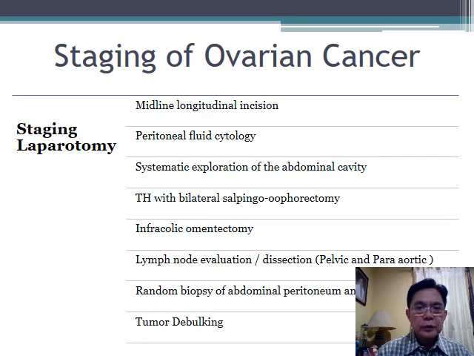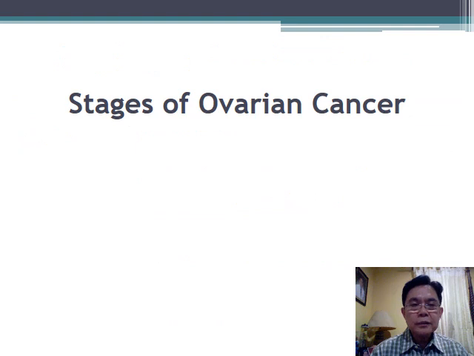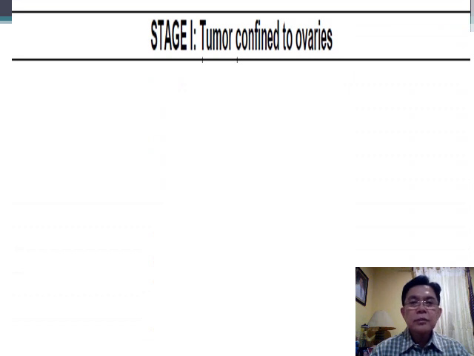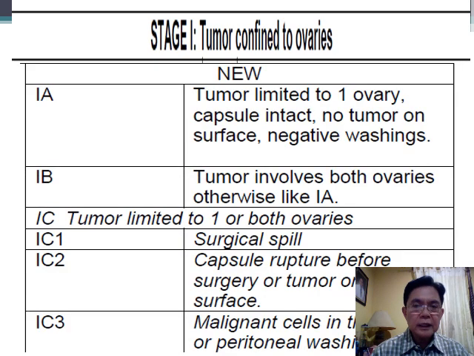So we always again emphasize that when you perform surgery in ovarian cancer, it should be a staging laparotomy so that more or less you are able to properly stage the disease. So what are the stages of ovarian cancer? Stage 1, the tumor is confined to the ovaries. Stage 1A, the tumor is only in one ovary. The capsule is intact, no tumor on the surface, and negative peritoneal fluid cytology.